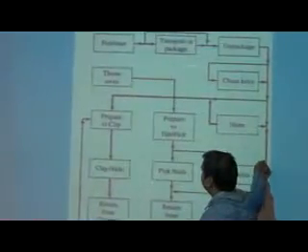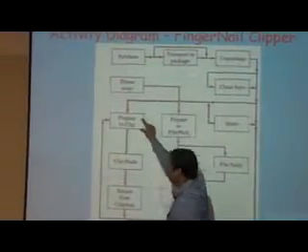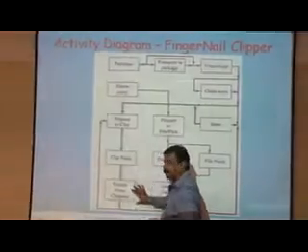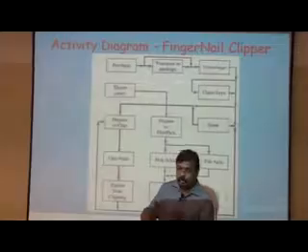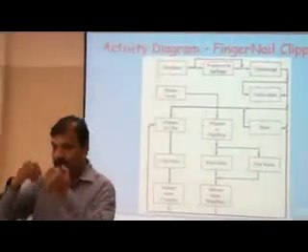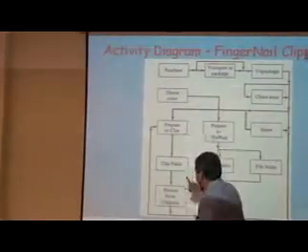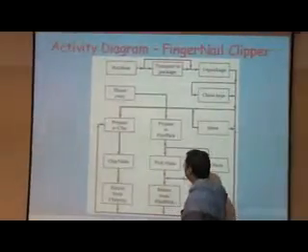Then you come here, you flow through this, you come here. Then you go here, you prepare to clip, you clip nails, you return from clipping. It is a loop. You prepare to clip, you perform certain preparatory functions to clip the nail. You clip the nail, then you return to clip. This is one set of activities.